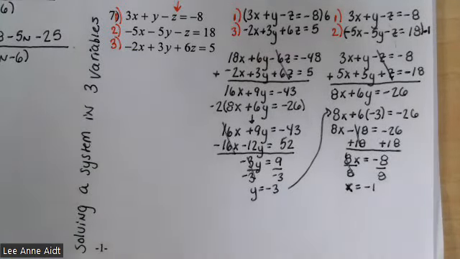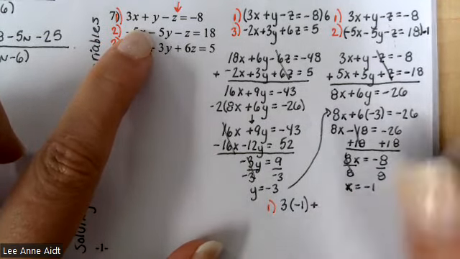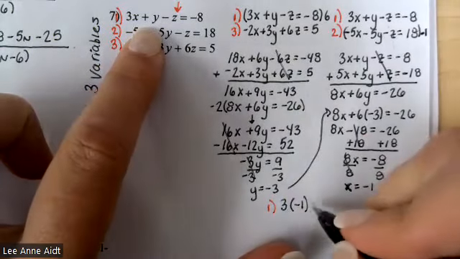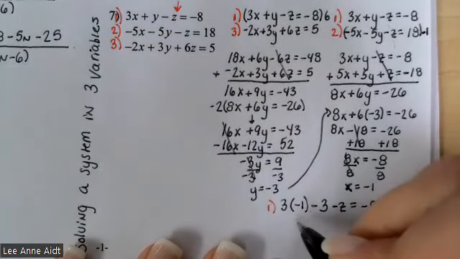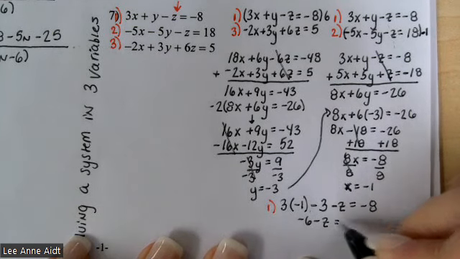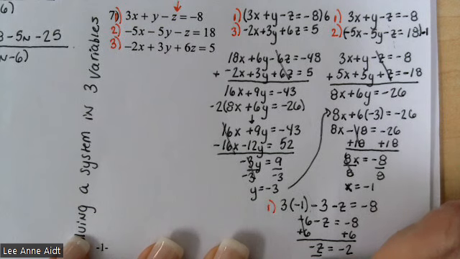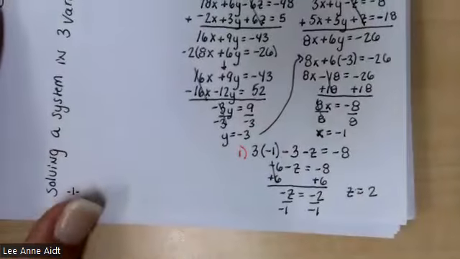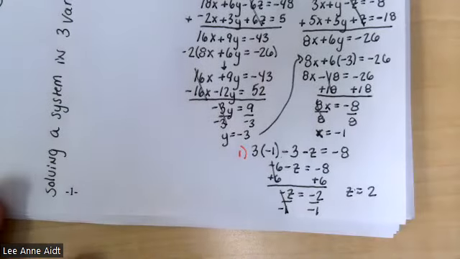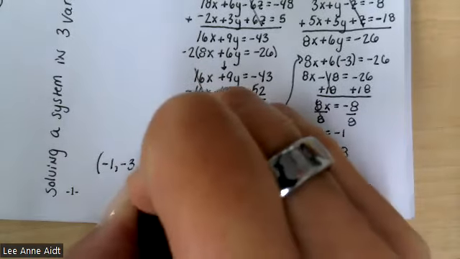Okay, which one of the three equations do you like the best? First one, okay. 3x is now -1, plus, -3 because y is -3, minus z equals -8. Okay, final answer. -1, -3, 2.